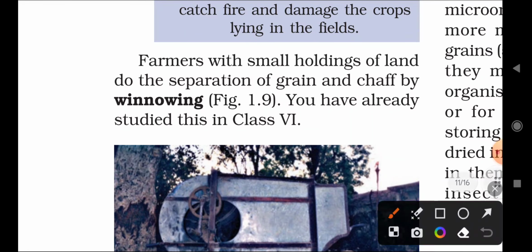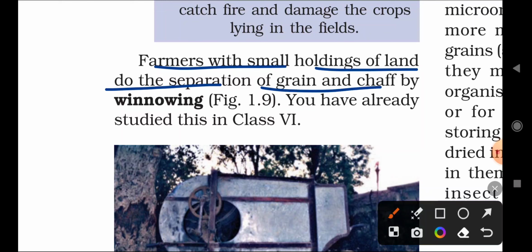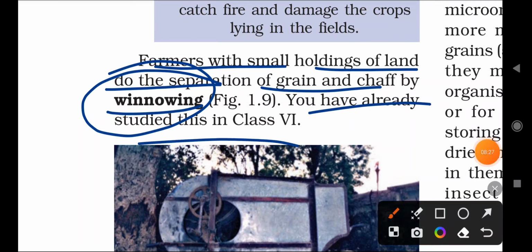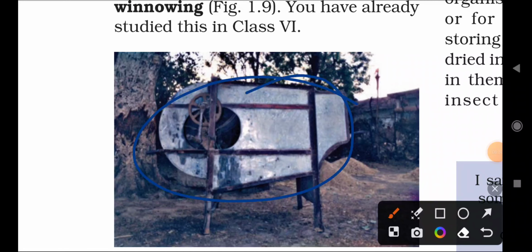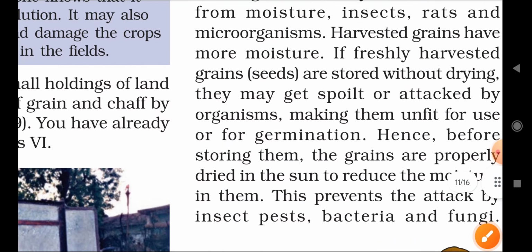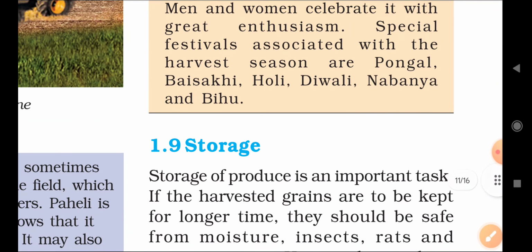So farmers with small holdings of land do the separation of grains and chaff by which process? The winnowing process. You have already studied it in class 6th, right? This machine is called a winnowing machine. When we add the harvested crop here, it will separate the seeds from the chaff, right? This is used for smaller purposes and smaller farmers.